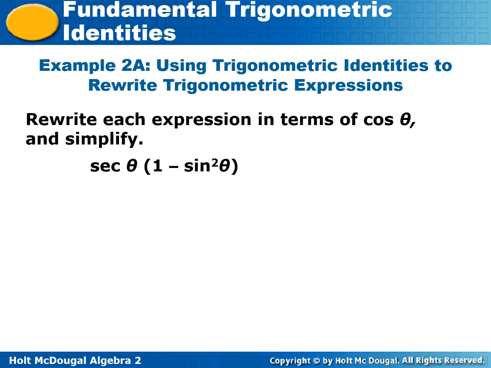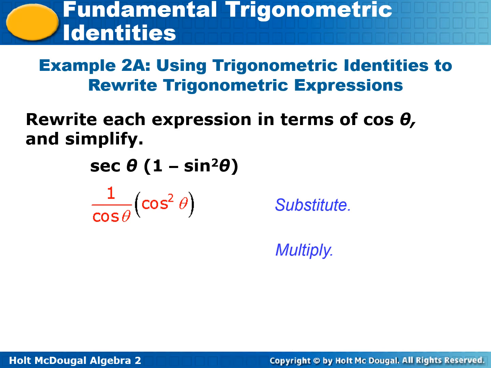So let us have example 2a, using trigonometric identities to rewrite trigonometric expressions this time. So let us rewrite secant theta times 1 minus sine squared theta. So from here, we need to substitute secant theta is equal to 1 over cosine theta. And then from our Pythagorean identity, 1 minus sine squared theta is equal to cosine squared theta.